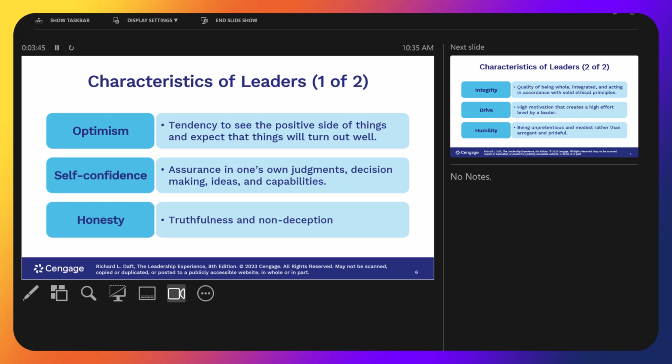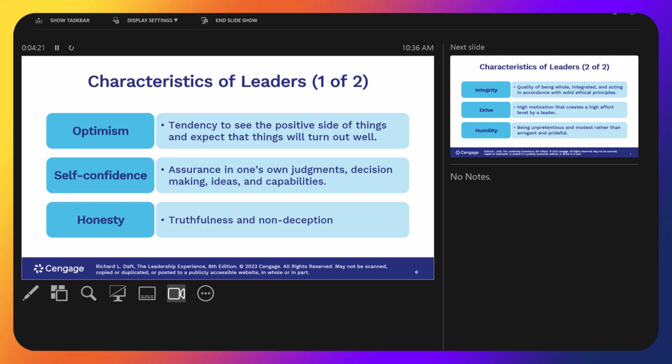So when we look at the characteristics of leaders, look at optimism: the tendency to see the positive side of things and expect that things will turn out well. I like to refer to this as seeing the glass half full. They never see the glass half empty. That's a pessimistic way of looking at things: well, this might not work. Optimists look at it and say, well, you know what? This may work, but we might have to tweak it a few ways to get it to work. But they project positivity and optimism, and people pick up on that, and that can be contagious.